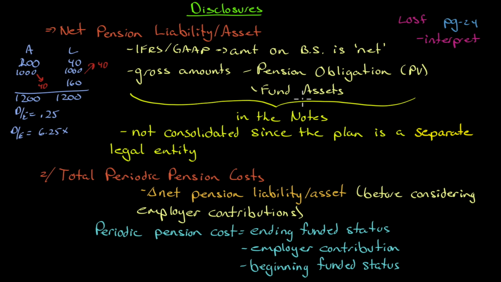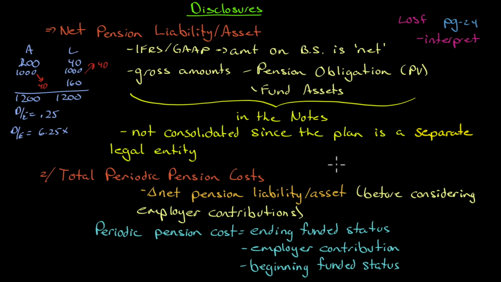So there is a shortcut way of getting at the total periodic pension cost, and that's looking at the net pension liability or asset before considering employer contributions. So here's how it works. We take the ending funded status, we subtract any employer contributions, and then subtract any beginning funded status. So let me show you how that would work with an example here.